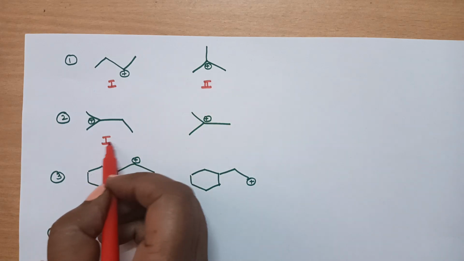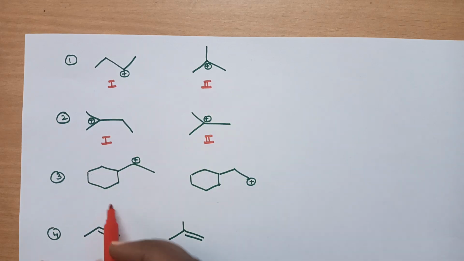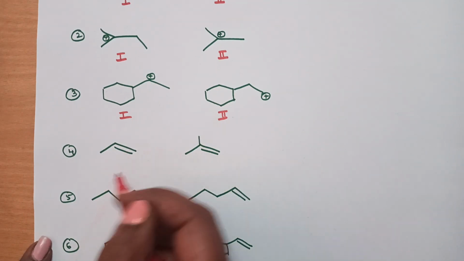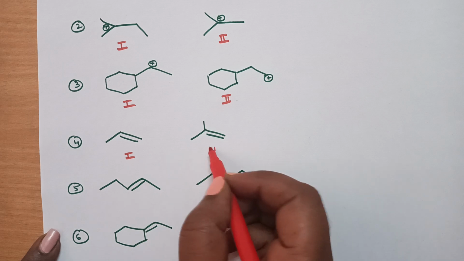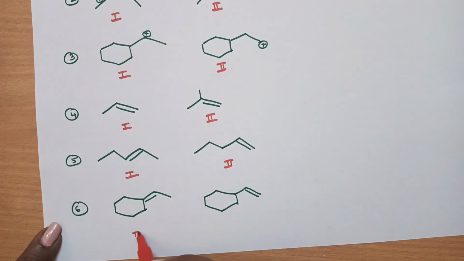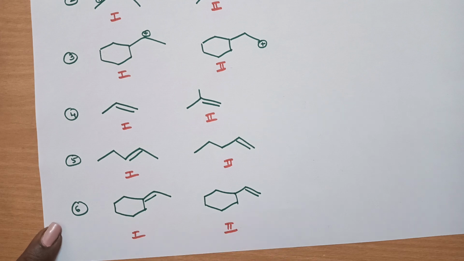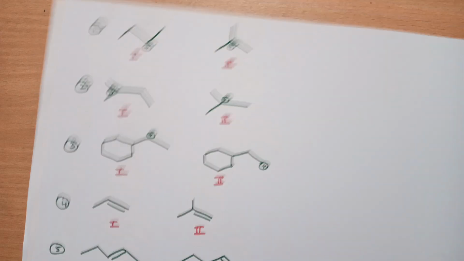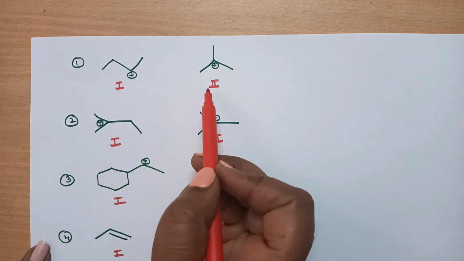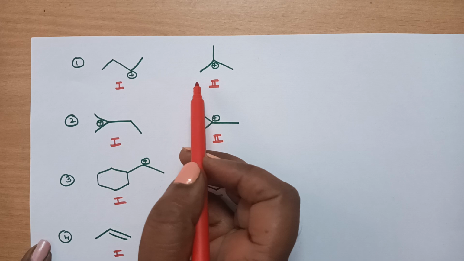Same way, this is structure 1 and structure 2, and this is 1 and this is 2. So students, two structures are given. So you have to find which is more stable. Between 1 and 2, you have to find which is more stable.